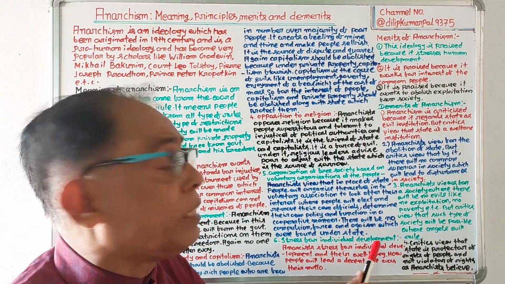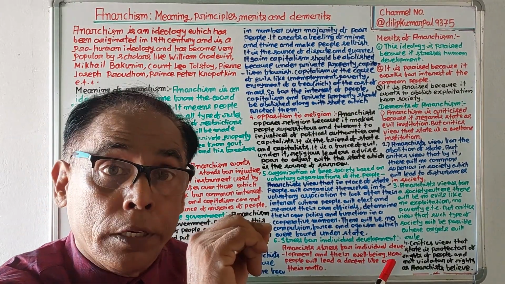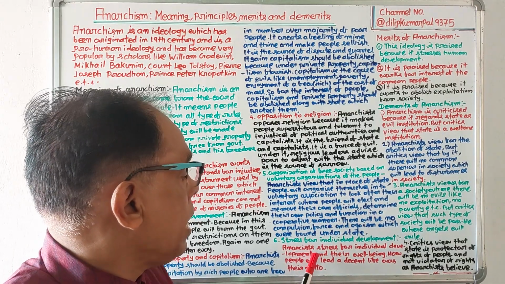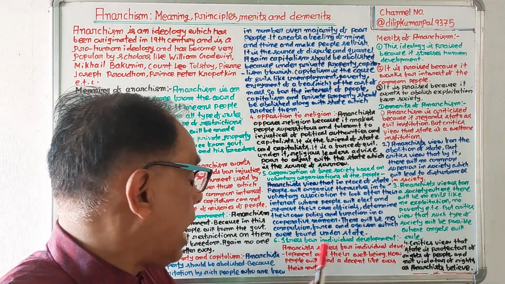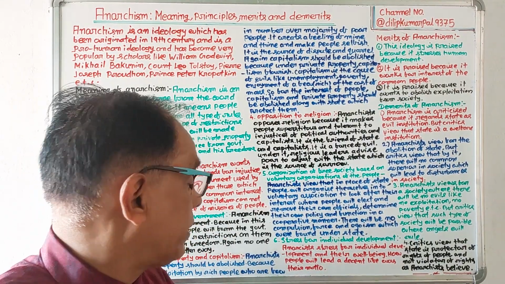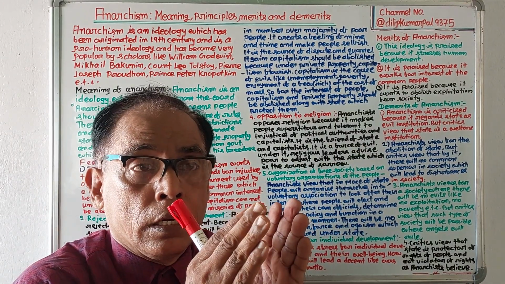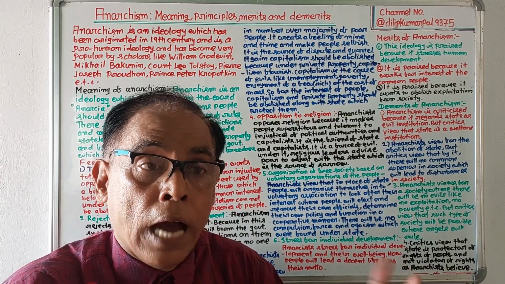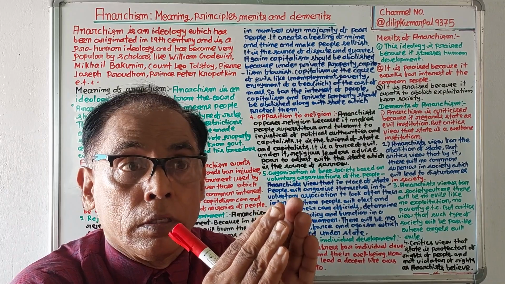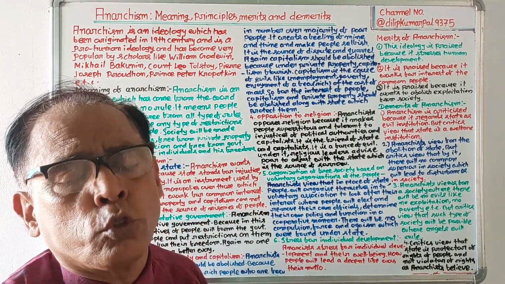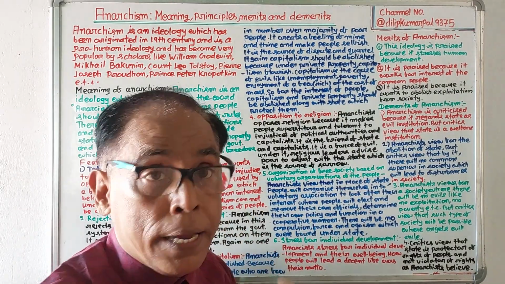Finally, stress for individual development. Another principle of anarchism is that it stresses individual development. Anarchists stress individual development and well-being. How people will lead a decent life was their motto. How to make individual development, how to make individual well-being is their goal. So these are the principles. So we are clear about the meaning of anarchism and their main principles, which are mainly 6 in number.